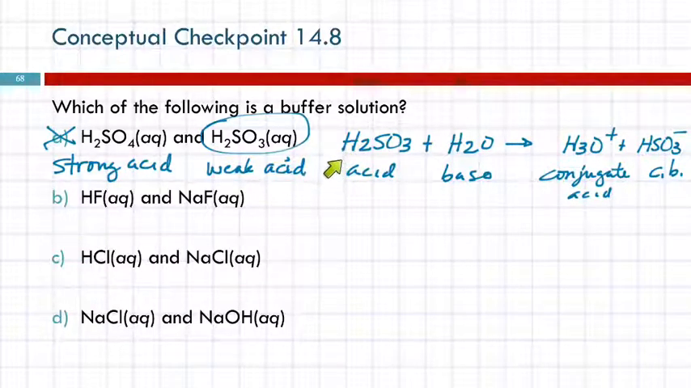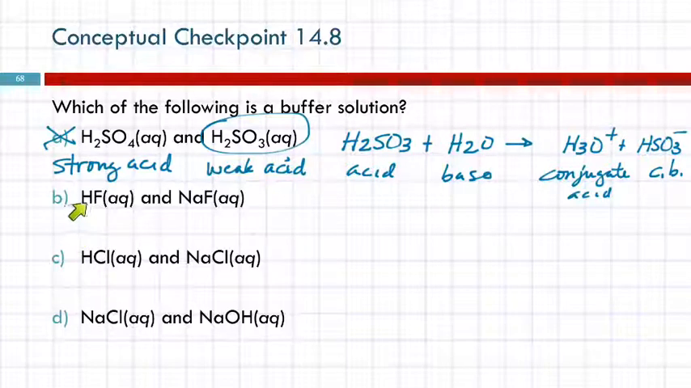When the acid loses a proton, it becomes hydrogen sulfite ion. Any questions about that? So if you had H2SO3 and HSO3, that would be a buffer system. This is the conjugate base of this weak acid. But this, here we have a strong acid and a weak acid. That's not going to help us at all.